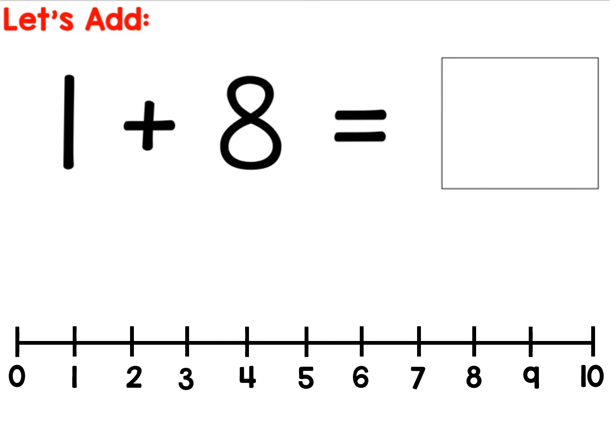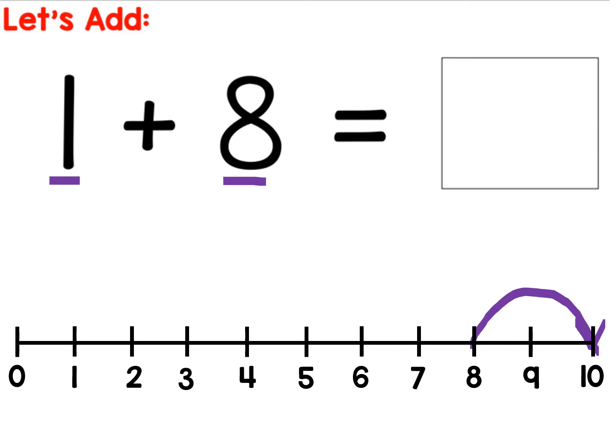Okay, boys and girls, I'm going to make another mistake. Let's see if you can catch me. Okay, so in 1 plus 8, I know 8 is the bigger addend. So I'm going to start with my 8. And I need to hop 1. I'm going to do 1 hop. Okay. What was my mistake?